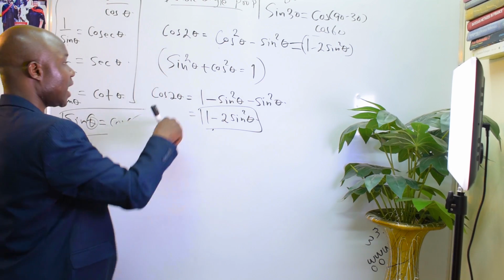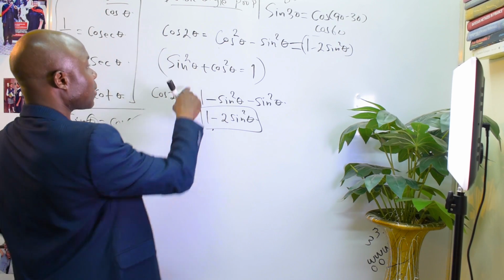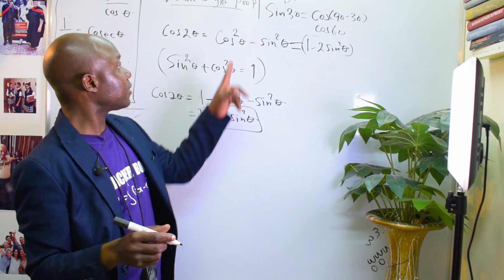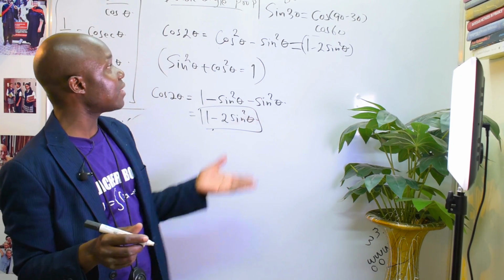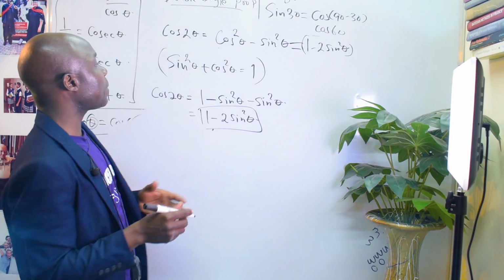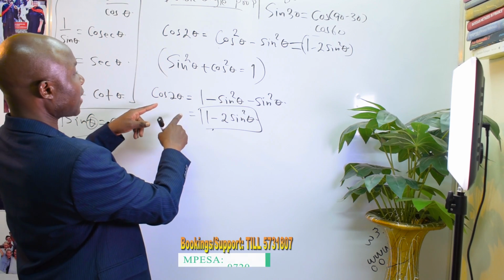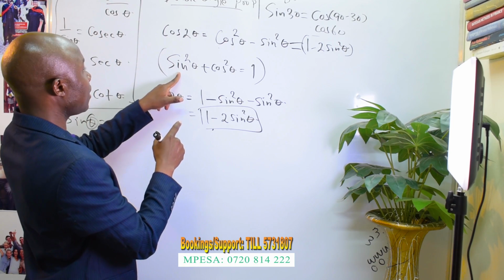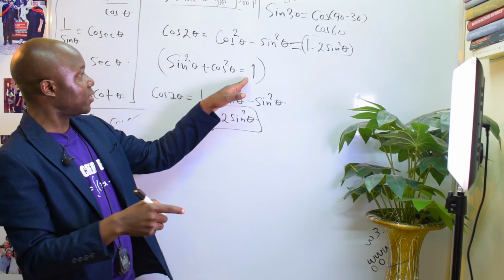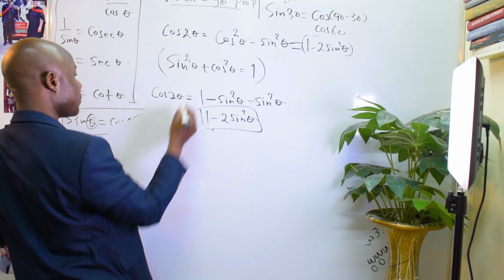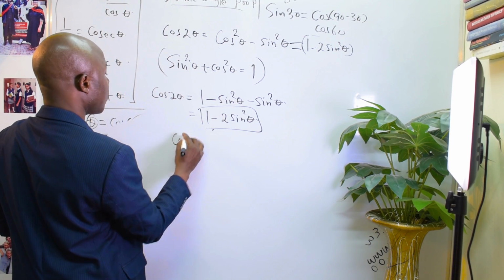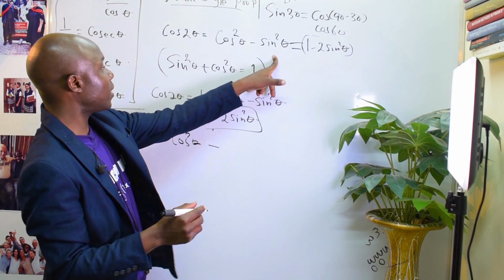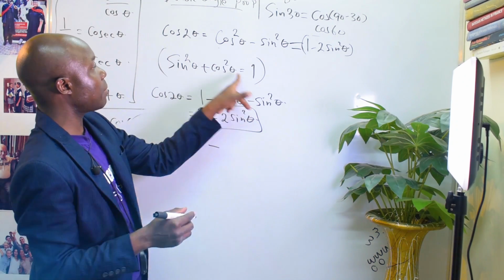Or you can say your sine squared theta is 1 minus cos squared theta. So you come here: cos squared theta minus sine squared theta, by simply replacing. Or you come here and say now I want to replace the sine. Sine squared theta is 1 minus cos squared theta. So if you take your cos squared theta minus sine squared theta, but sine squared theta is 1 minus cos squared theta.